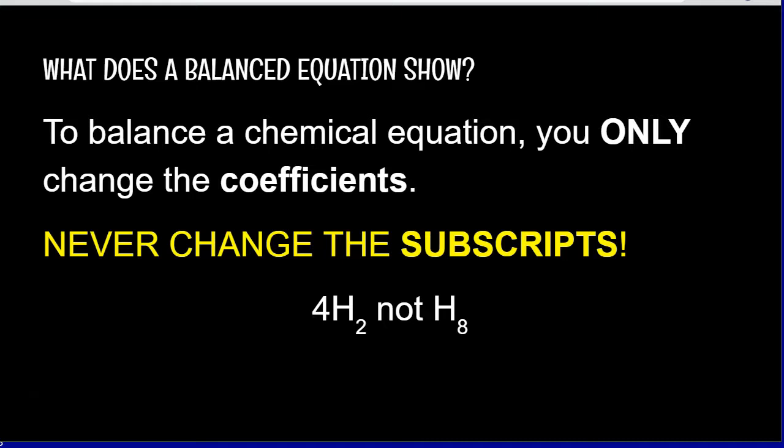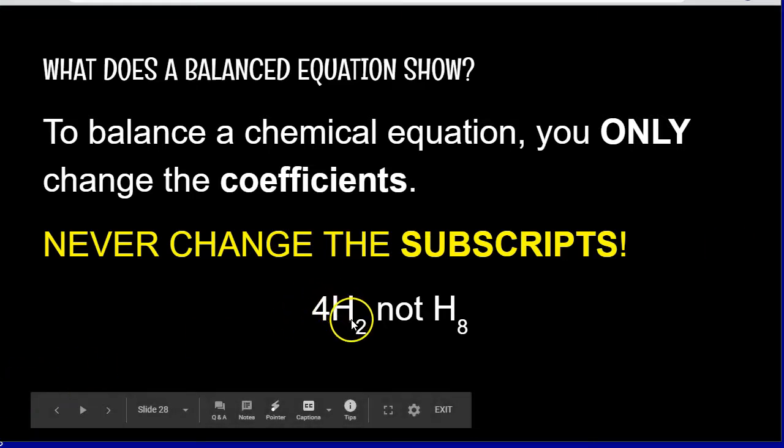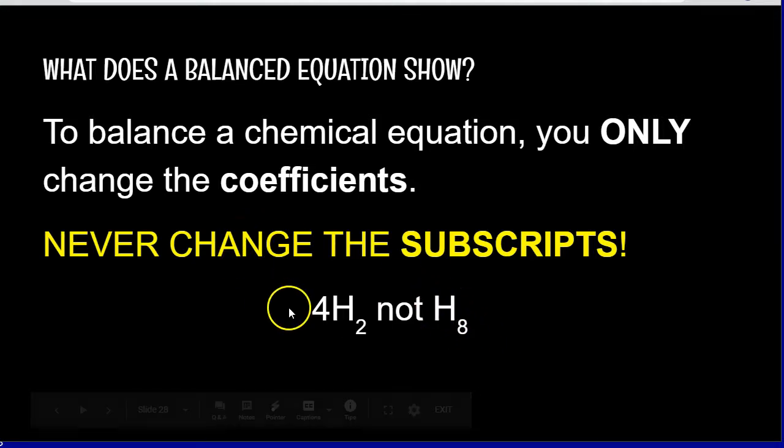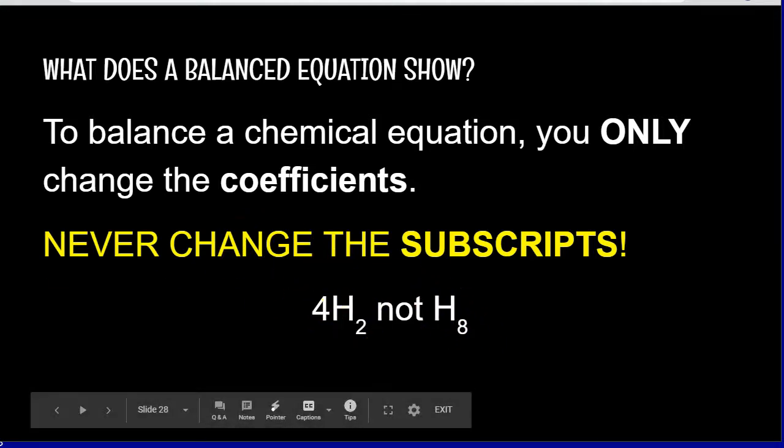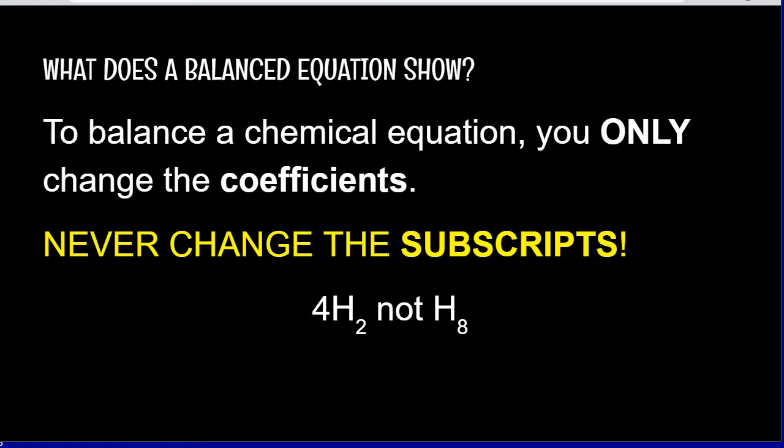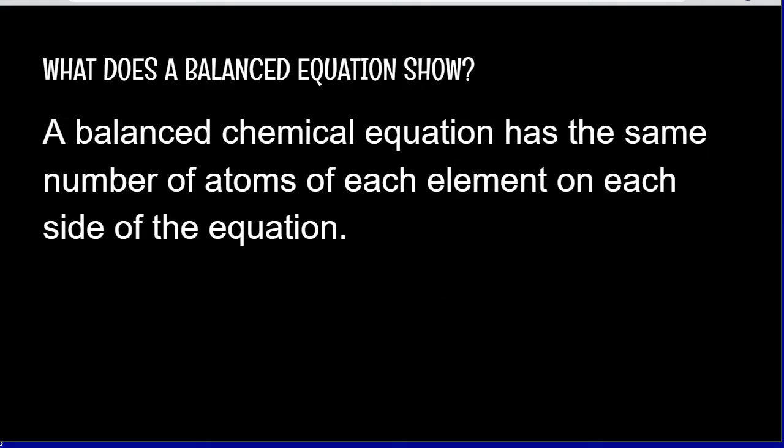So if you had 4 hydrogen molecules, that's 8 hydrogens, you would not write that as 8H or H8. It's 4 times H2. H2 is a diatomic, so it's 4 of those, not H8. Don't change the numbers at the bottom. When you change the numbers in the subscript, you're actually changing the chemical compound. You're changing what it is, and you can't do that. You can only change the coefficient in the front. Keep in mind that a balanced reaction has the same number of atoms of each element on each side of the equation.